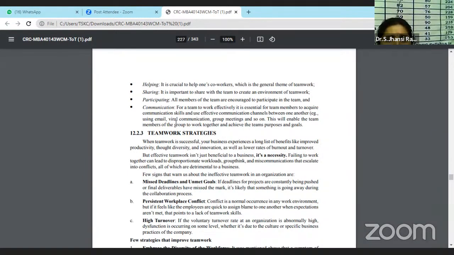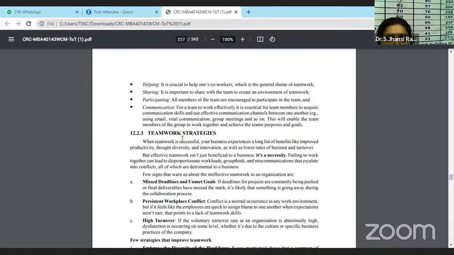And communication. For a team to work effectively, it is essential for team members to acquire communication skills and use effective communication channels between one another. For example, using email, verbal communication, group meetings, and so on. And this will enable the team members of the group to work together and achieve the team's purposes and goals.